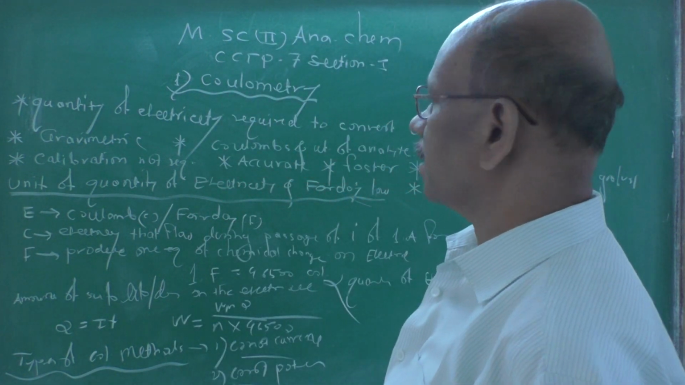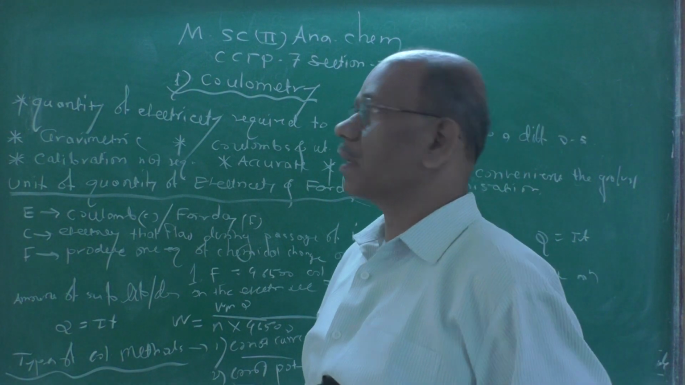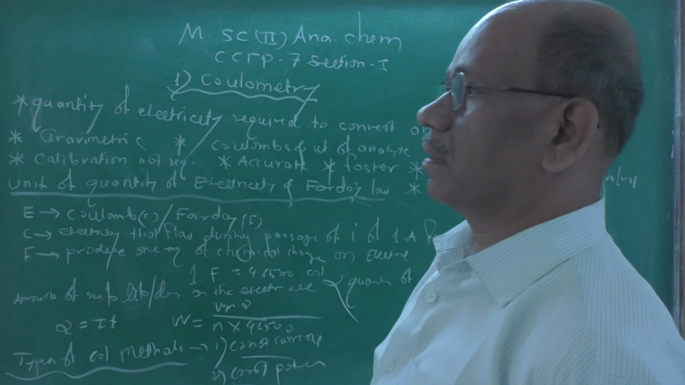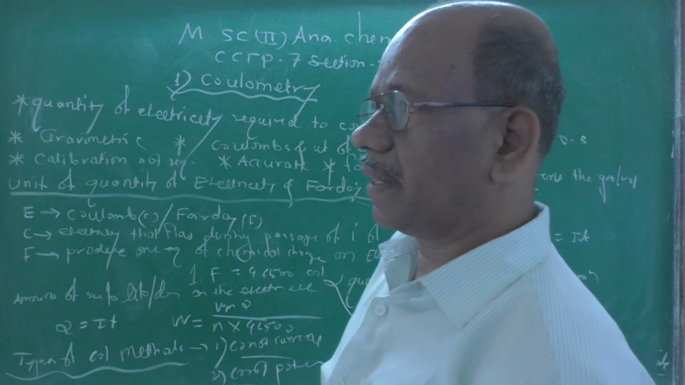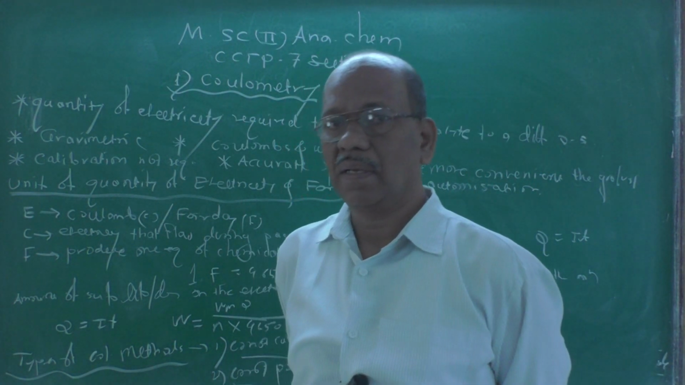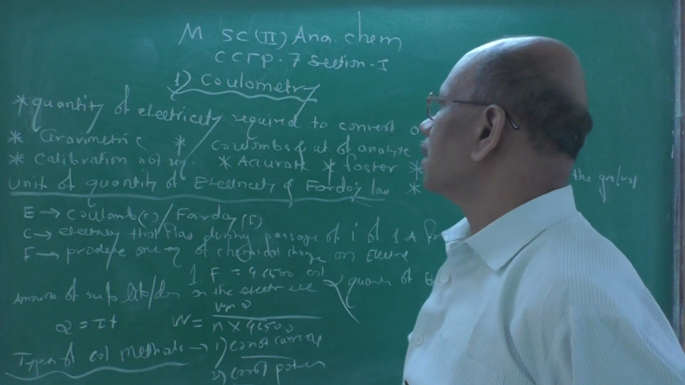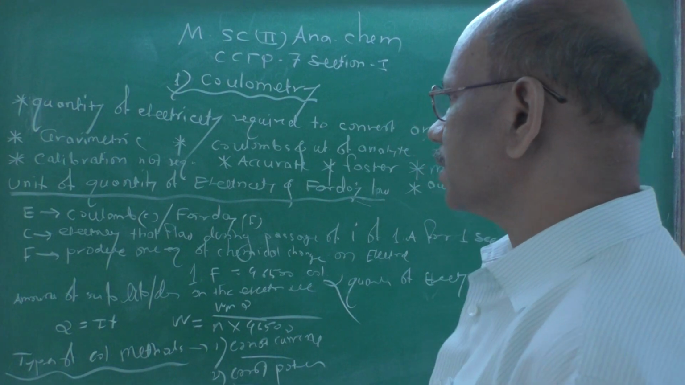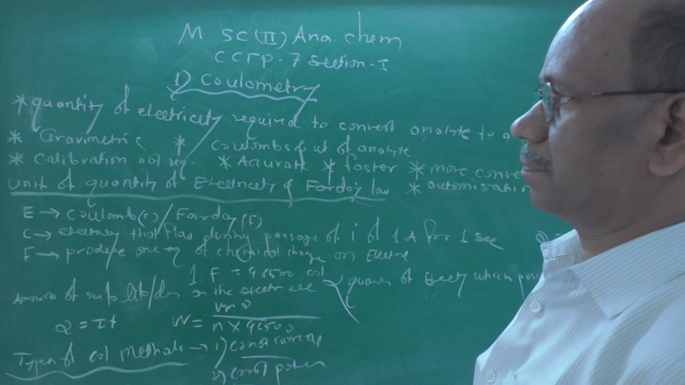MSc second semester chemistry, course number CCTP 7, section 1. I have already completed voltammetry and polarography, which is topic two. Now it is topic one, coulometry, which has a weightage of near about 6 lectures.